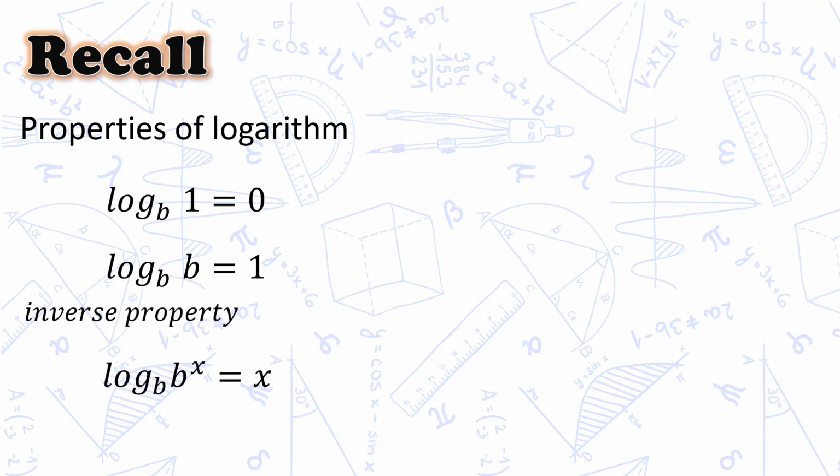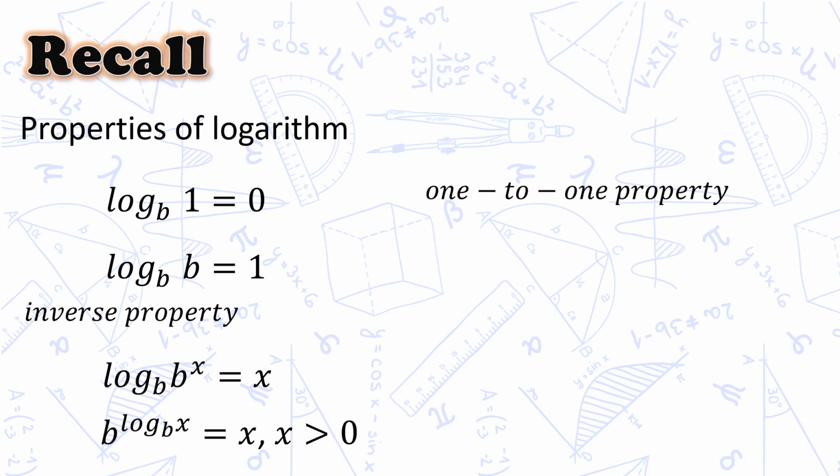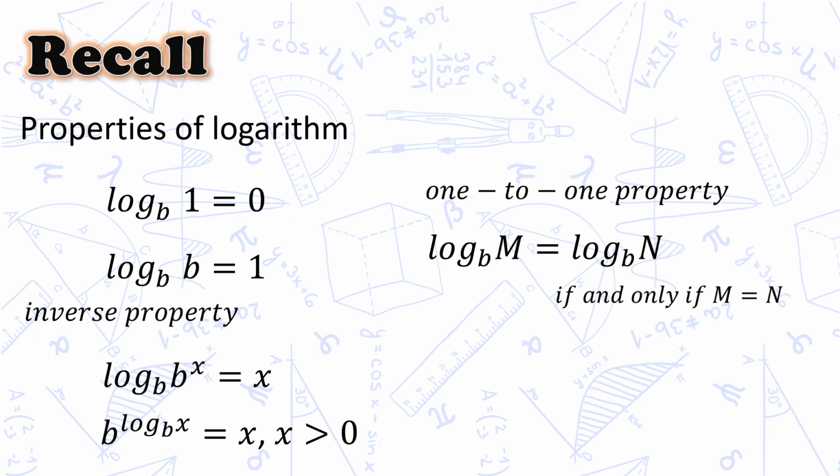The inverse property: the logarithm of b raised to x to the base b equals x. And b raised to the logarithm of x to the base b is equal to x if x is greater than 0. We have the one-to-one property of logarithms: the logarithm of m to the base b is equal to the logarithm of n to the base b if and only if m is equal to n.